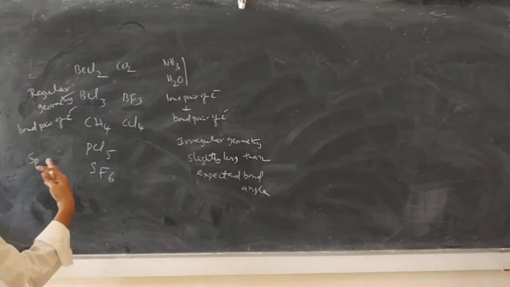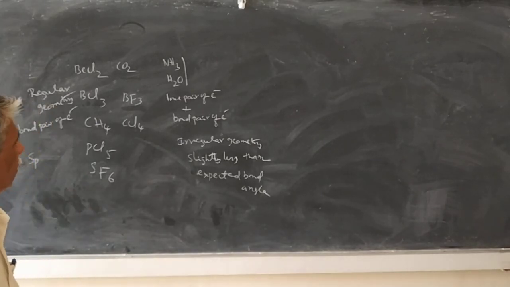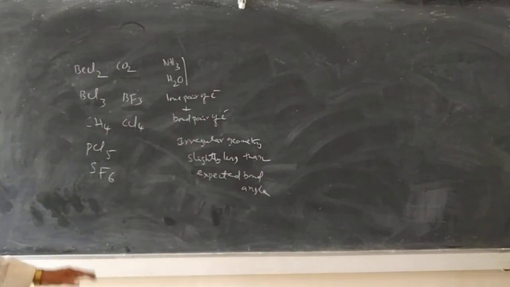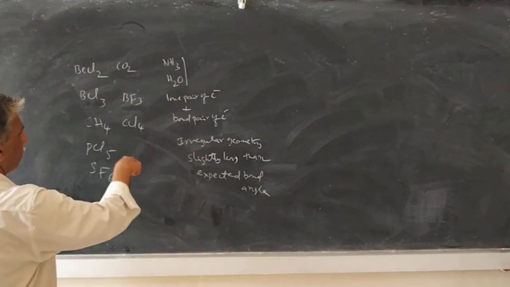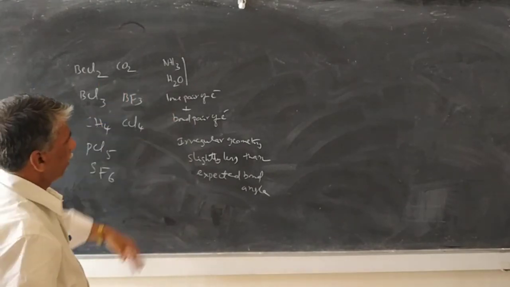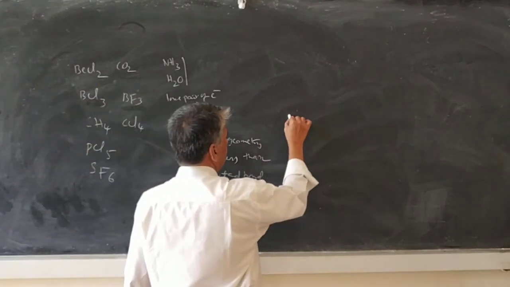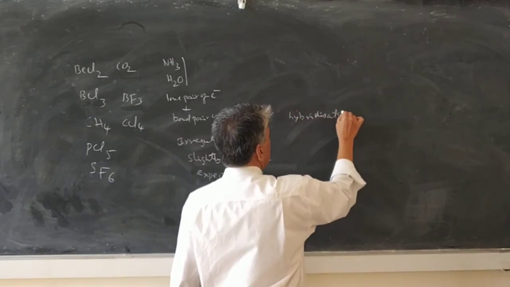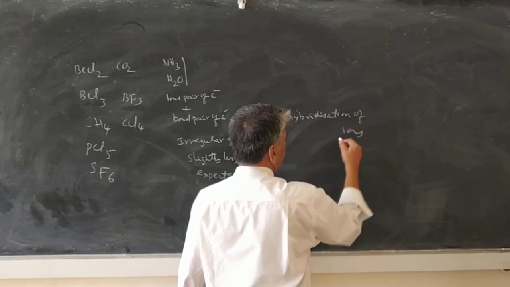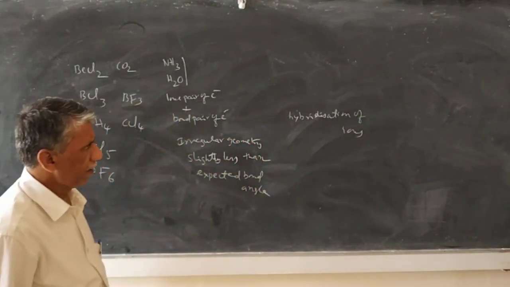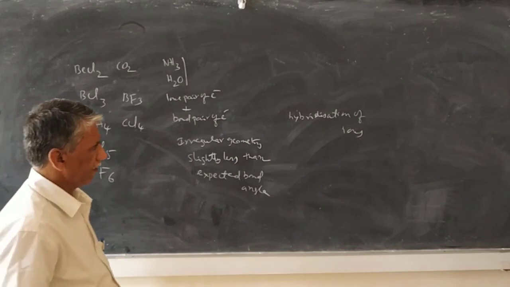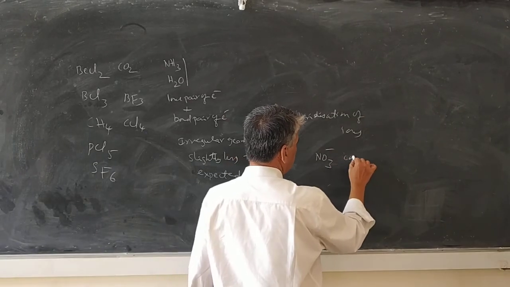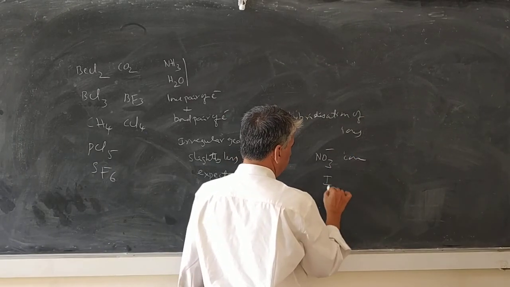In the next class, I shall do the ions. So far I have discussed only the molecules. In the next class, I will discuss the hybridization involved in ions. I will take up two examples: one is the NO3 minus ion and another is the I3 minus ion.